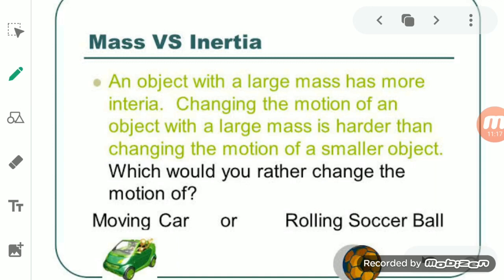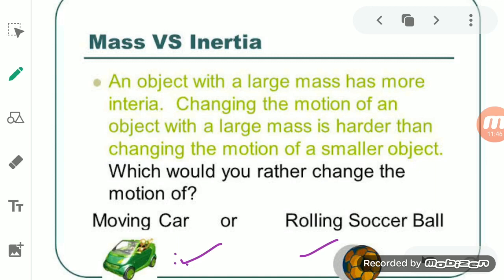You can understand with this that suppose you want to push a car, or a rolling soccer ball, or you want to stop a moving car or a rolling soccer ball, which one will be easier for us to change its state of motion?